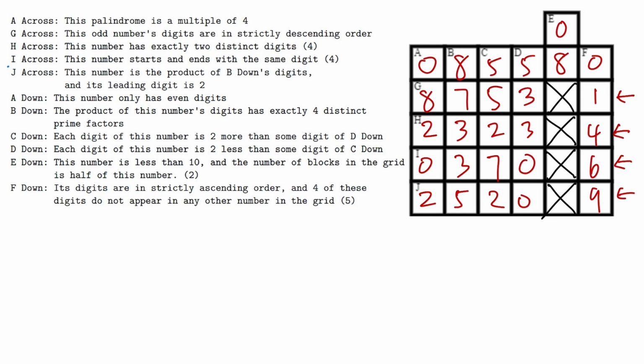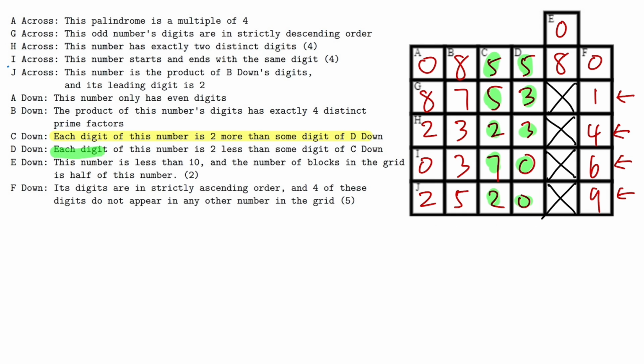Good. And then B down, the product of this number, we did that earlier. So this is, prime factor is 2, and then 7, and then 3, right? And then 3. Double counting is okay. And then 5. So 2, 3, 5, 7. Good. And then C down. Each digit. Oh, yeah. Okay. Let's verify this one because it's tricky. I see 5. 5 is 2 more than 3. I see 5. 5 is 2 more than 3. Good. I see 2. 2 is 2 more than 0. I see 7. 7 is 2 more than 5. I see 2. 2 is 2 more than 0.